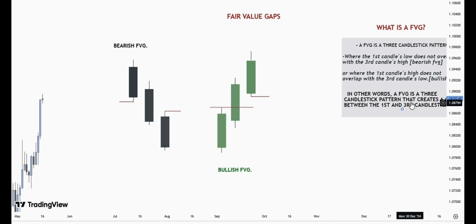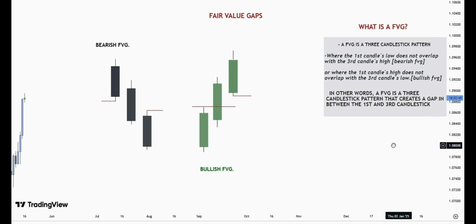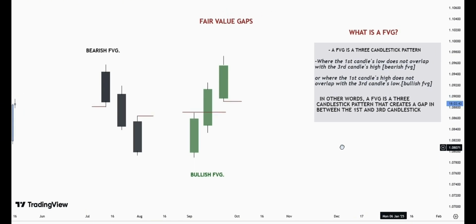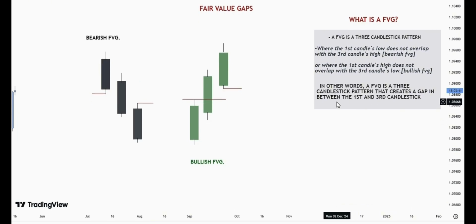So, in other words, a fair value gap is a three candlestick pattern that creates a gap in between the first and the third candle. So there's this gap left in price. Let me draw this out. This gap left in price. As you can see, this first, second, third. There's this gap. So it is that gap that our main focus is.